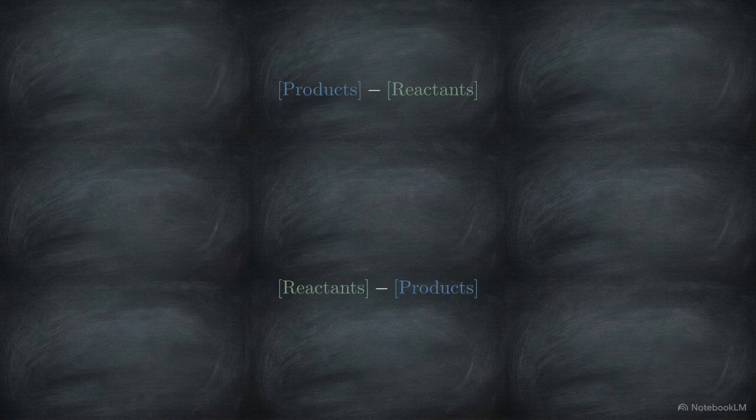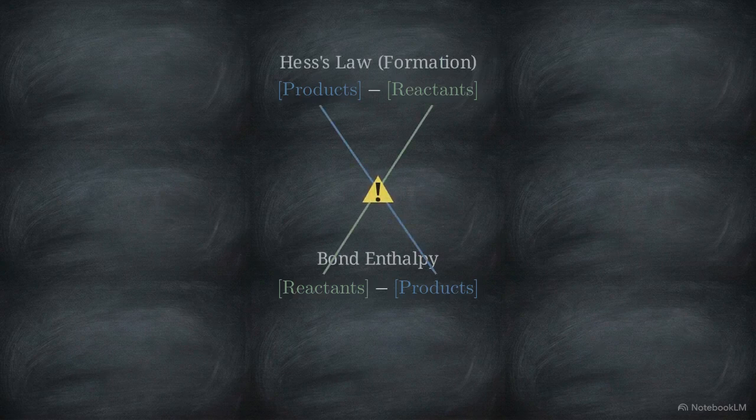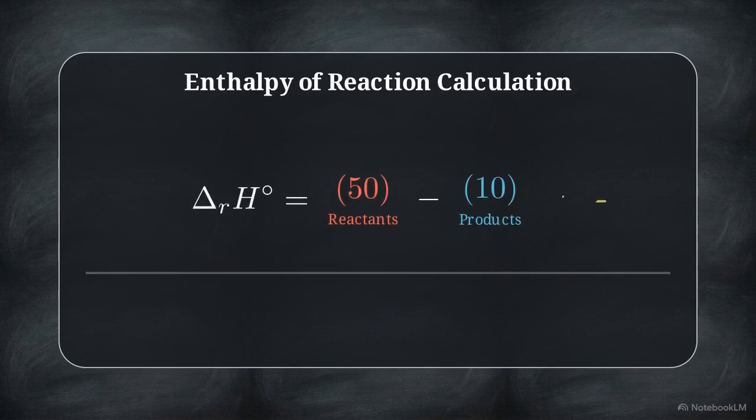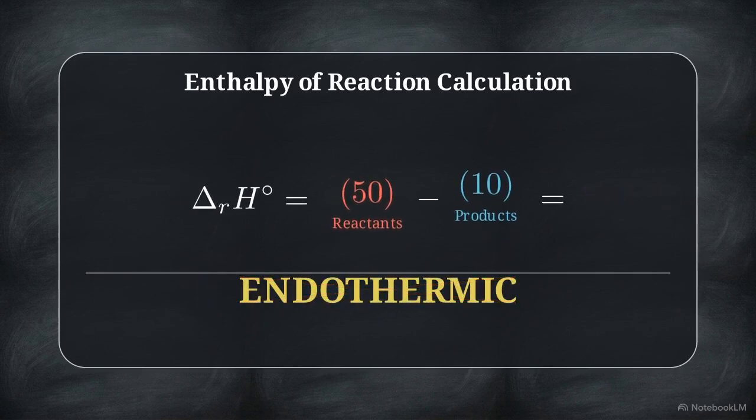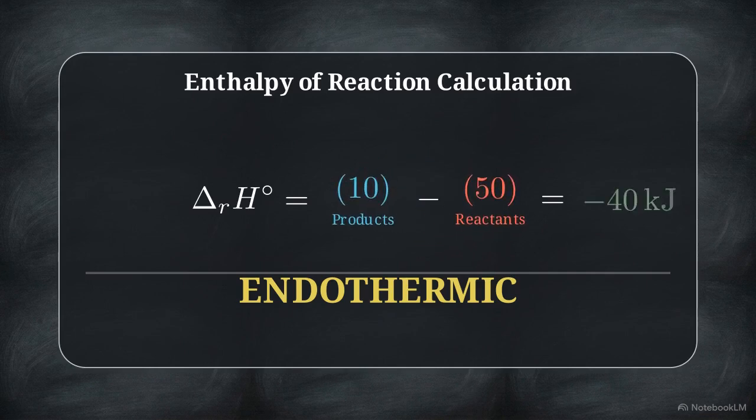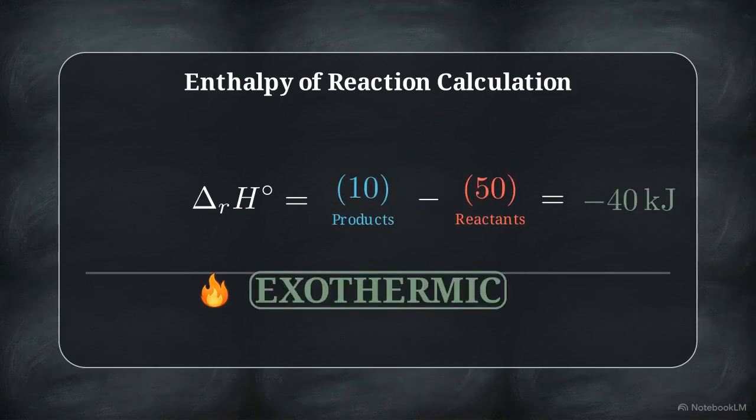Hess's law subtracts reactants from products, but bond enthalpy requires the exact opposite. The energy of formed bonds is subtracted from the energy of the bonds broken in the reactants. Reversing this order is the primary reason students arrive at the wrong sign for their final enthalpy, leading to incorrect predictions about whether a reaction is exothermic or endothermic.